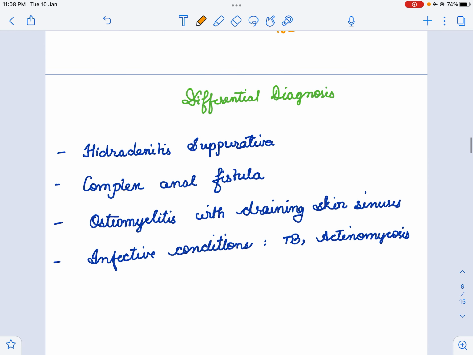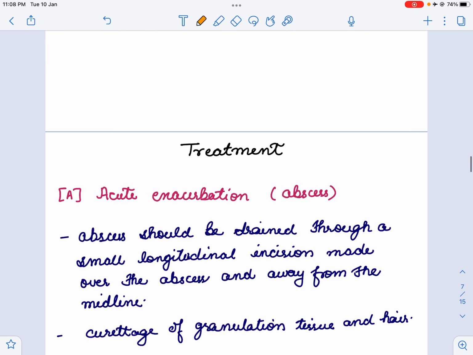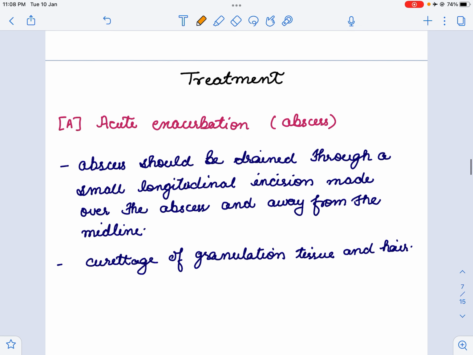Now, the differential diagnoses include hidradenitis suppurativa, a complex anal fistula, osteomyelitis with draining skin sinuses, and infective conditions such as TB and actinomycosis. Now, how do you treat a pilonidal sinus? The treatment is difficult because it tends to recur.